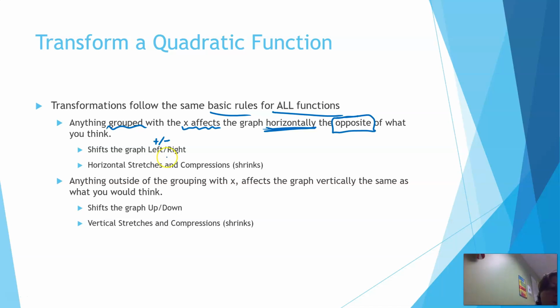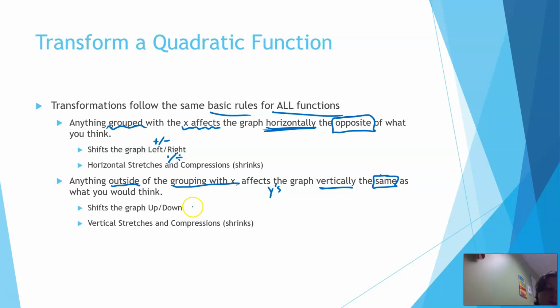And then if it's multiplication or division, it's going to be a horizontal stretch or compression, opposite of what you would think. So if you're multiplying by a 2, it's actually a compression. If it's outside the grouping symbol of x, that means it's affecting the y values, or it affects it vertically. And in that case, it's the same as what you would think.